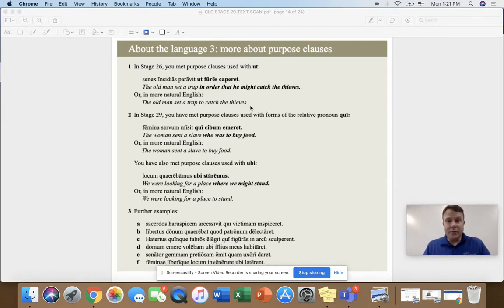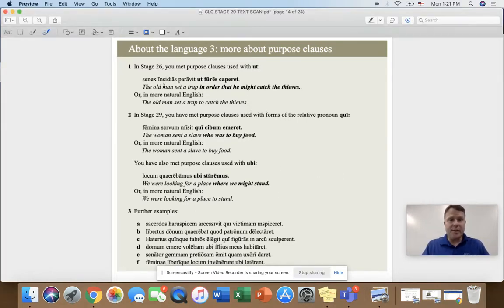And so that first example that you see here on this page shouldn't be a surprise at all, right? The old man prepared a trap, ut caperet, right, to catch the thieves. Now, your book says in order that he might catch the thieves, but just to catch the thieves. Okay. We have plenty of these ut clauses. You guys are really good at identifying them, at translating them.